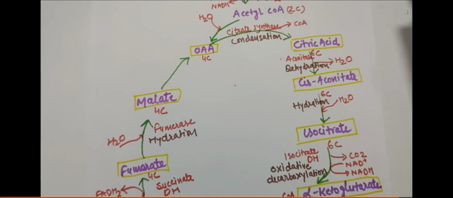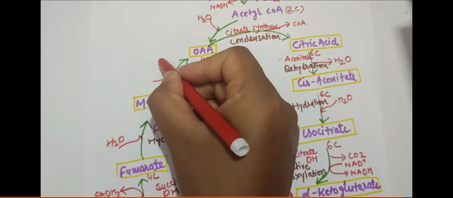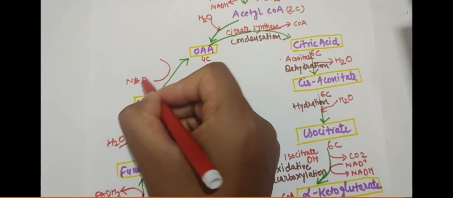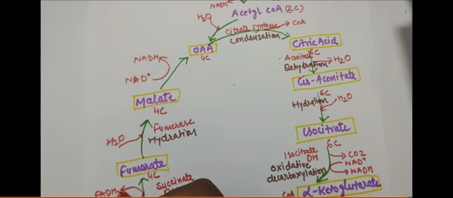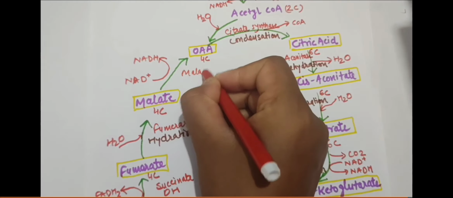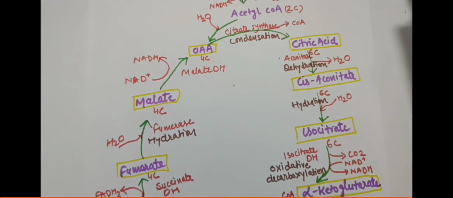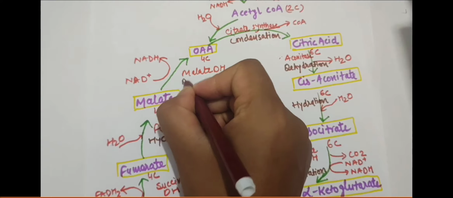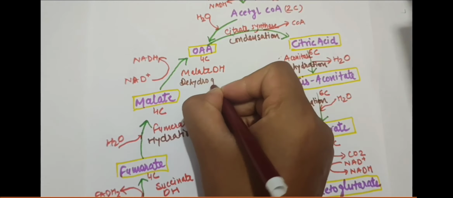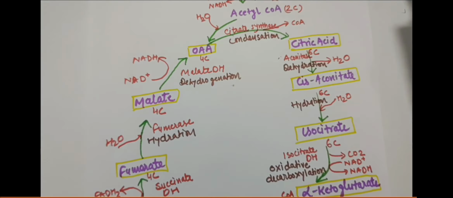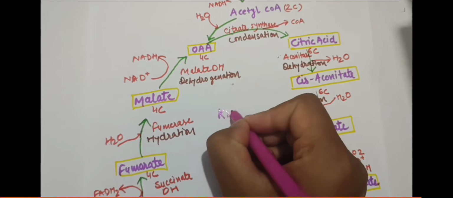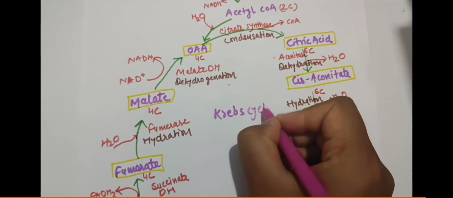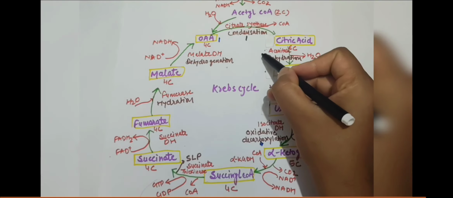Now malate will further convert into oxaloacetic acid and the cycle will continue. Here NAD positive gets converted into NADH, and the enzyme that catalyzes this step is malate dehydrogenase, and this step is known as dehydrogenation. So this is all about the Krebs cycle, which contains 8 steps, and each step is catalyzed by a particular enzyme.